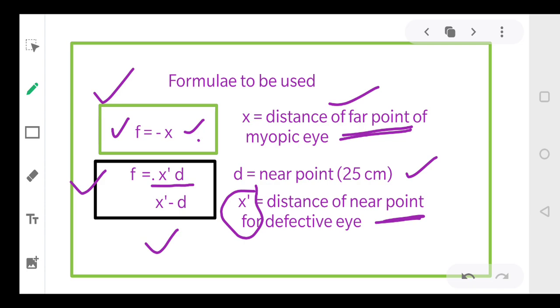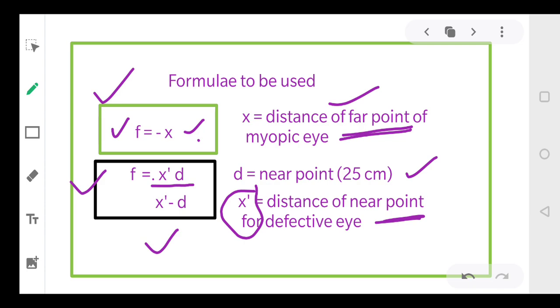So what is the formula in case of myopia? F is equal to minus x. And the formula for hypermetropia? F is equal to x dash d upon x dash minus d. Clear everyone? So you must remember these formulas. Now we'll use these formulas and solve some numericals.